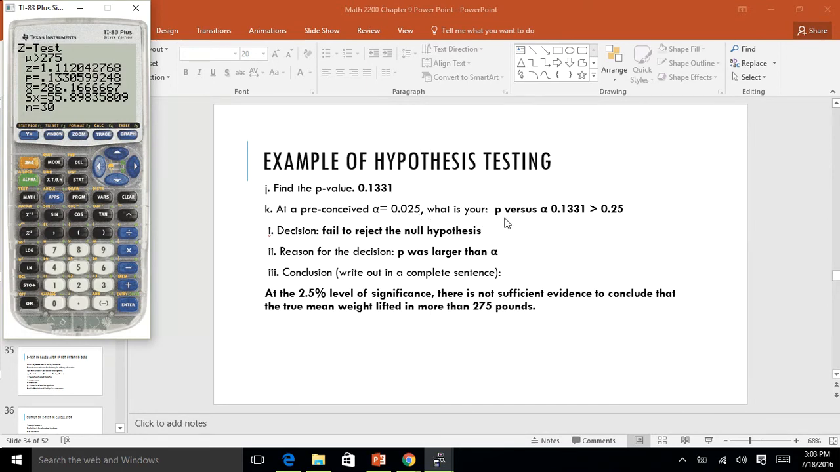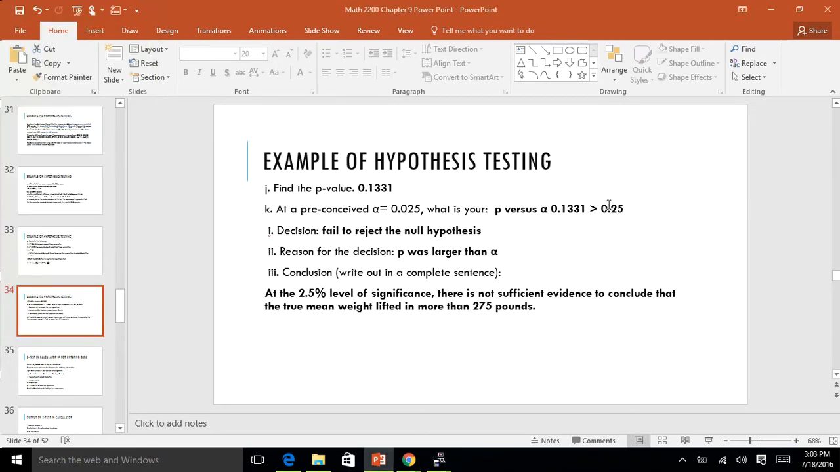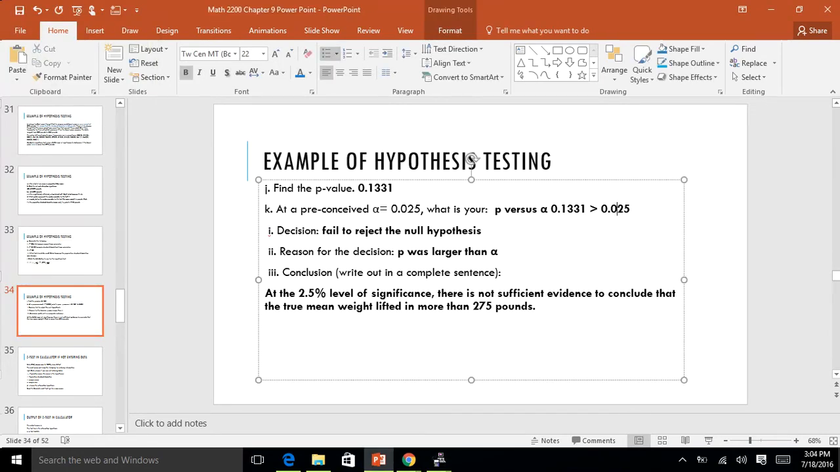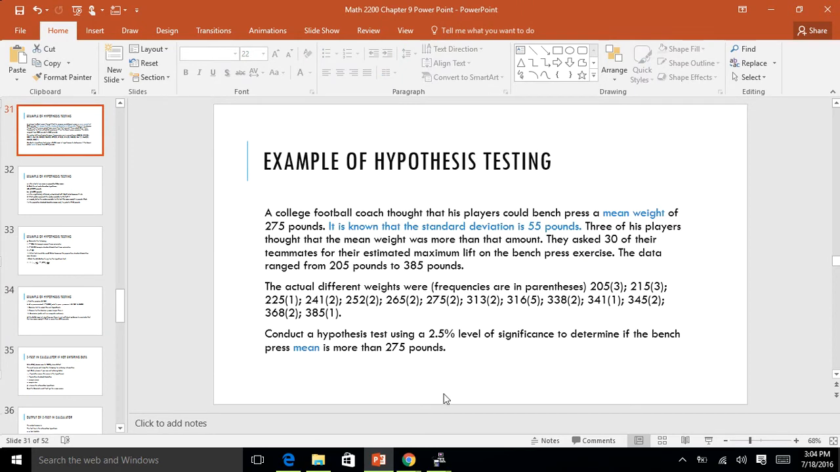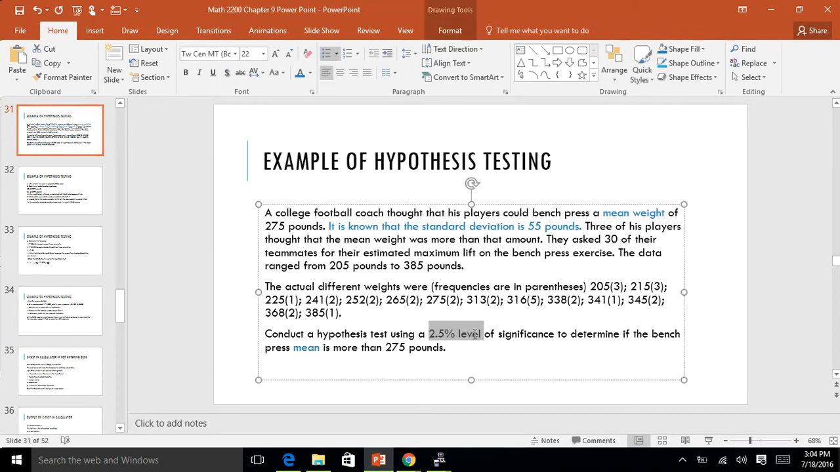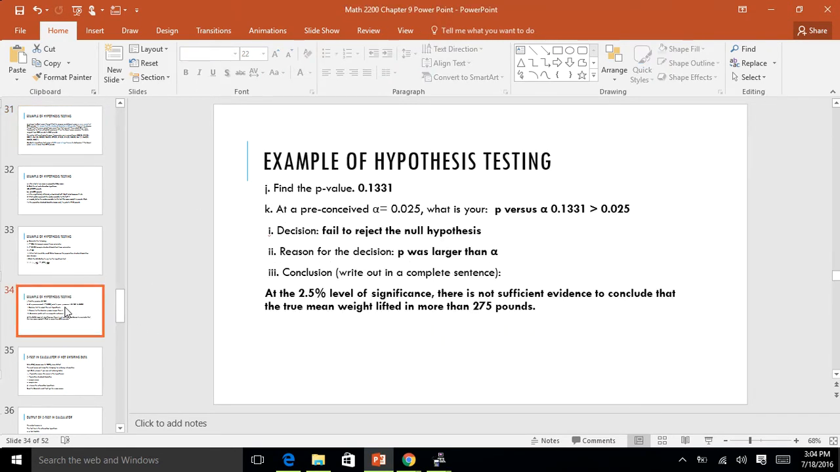I'm going to look at p versus my alpha. Is 0.1331 greater than 0.25? Oops, let me do something right here. That one is, but look at that. Is 0.1331 greater than 0.025? It is. Where did I get this right here? I got this from the question. If I go back to the question, it asks right here, this 2.5% level of significance. Remember, I need to make it a decimal in order to be able to use it.